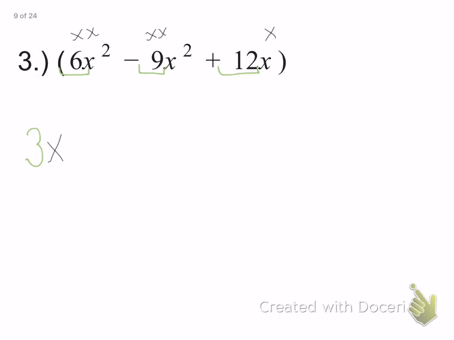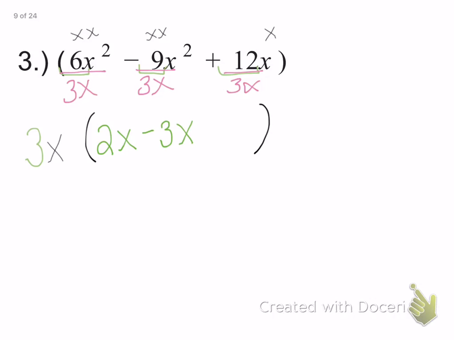Then your goal is to figure out what is left over, and that's what will stay in parentheses. Since we found our GCF, we're going to divide each of those terms by 3x to find out what is left over. For my first one, I have 6 divided by 3, which gives us 2, and then x squared divided by x leaves us with x. So that's our first term. For our second term, -9 divided by 3 gives us a -3, and then x squared divided by x gives us an x. Done with our second term.